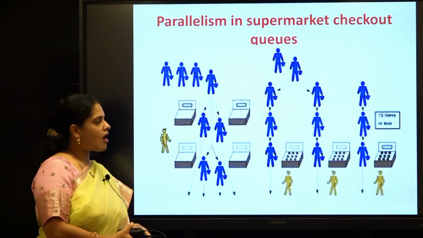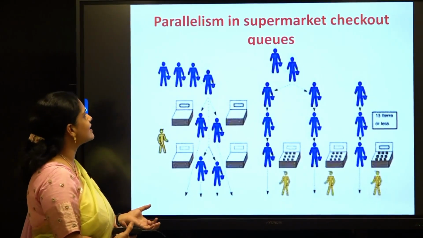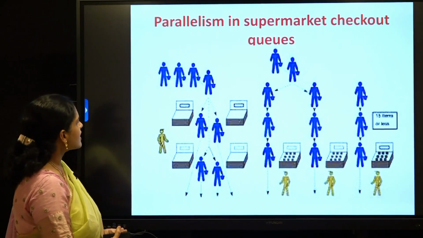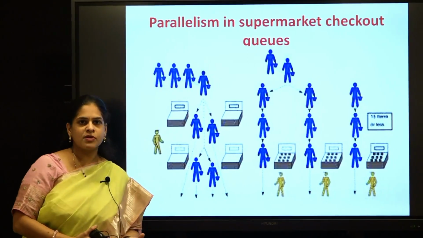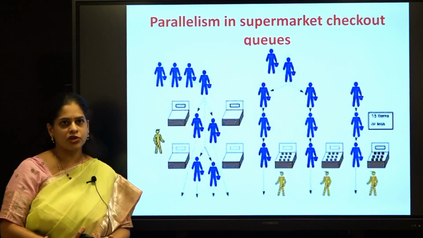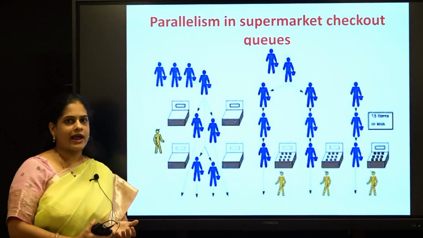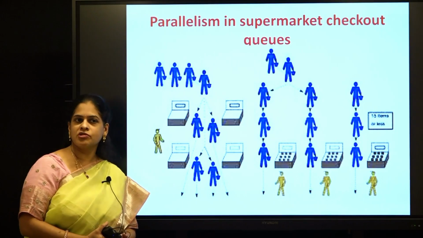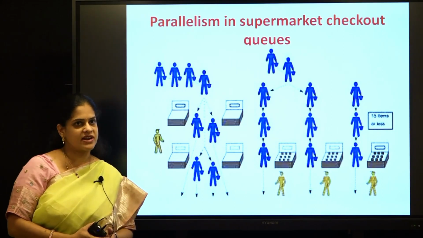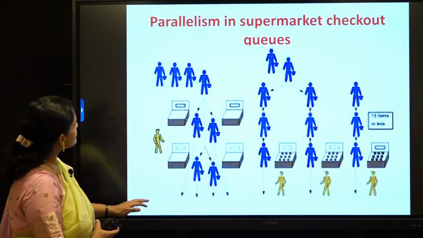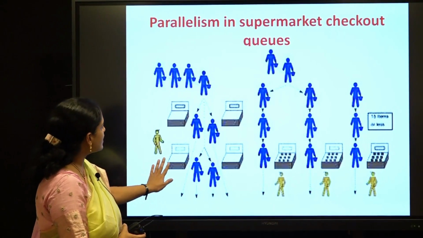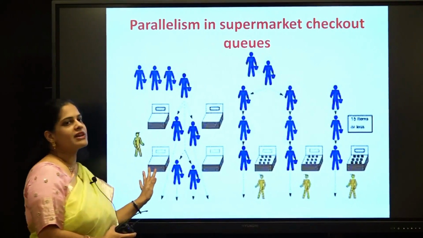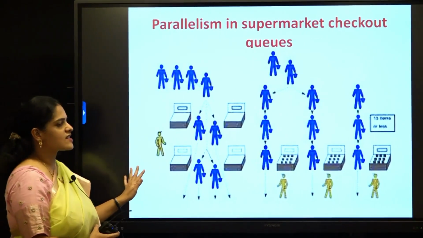So how can you say that parallelism is being implemented in supermarket checkout queues? For example, take a simple supermarket where there is only one checkout queue. There will be a long line, and the person standing at the checkout can perform a service to only one customer at a time. But this is an example of a supermarket where you have multiple checkout queues and multiple persons available at the checkout queues to provide service to the customers.